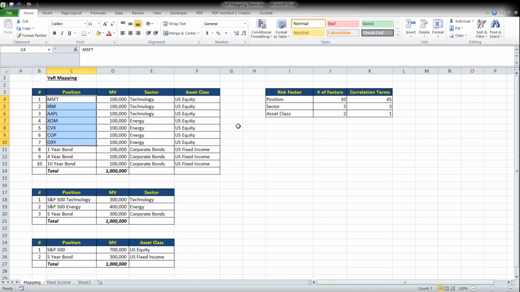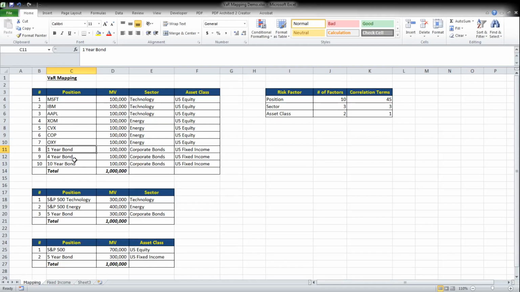So the first reason is the correlation estimation. So as you know, to properly account for risk or to estimate VaR of this portfolio using individual positions, we will need to estimate the correlation matrix amongst all of these positions. So we will need a correlation coefficient between Microsoft and IBM, between Microsoft and Chevron, between Microsoft and 1 year bond. So we will need a correlation for each pair of these positions.